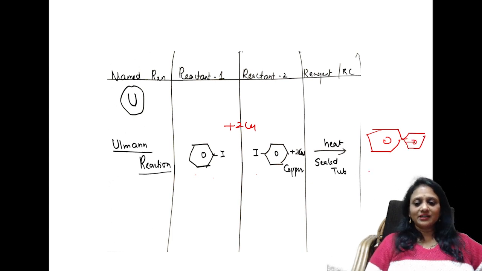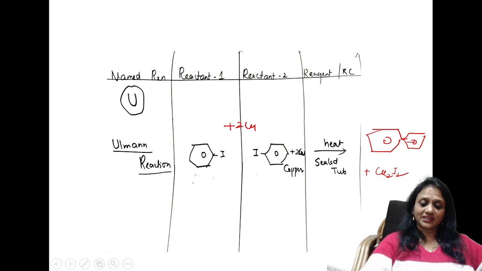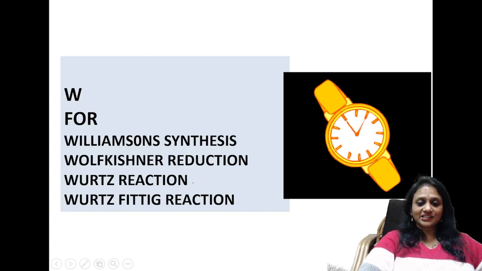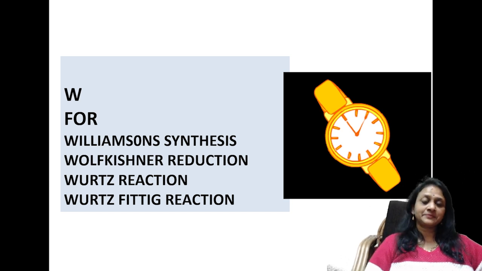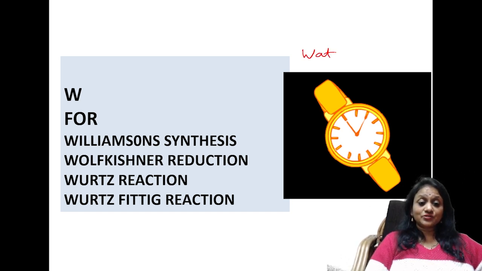So the leftover copper iodide, Cu2I2, is also released out. So Ullman reaction is a conversion of two iodoarenes into biphenyls. Right. Next, W, students. W for watch. This is what we have studied. So W name reactions are Williamson synthesis, Wolff-Kishner reduction, Wurtz-Fittig reaction, and Wurtz reaction.